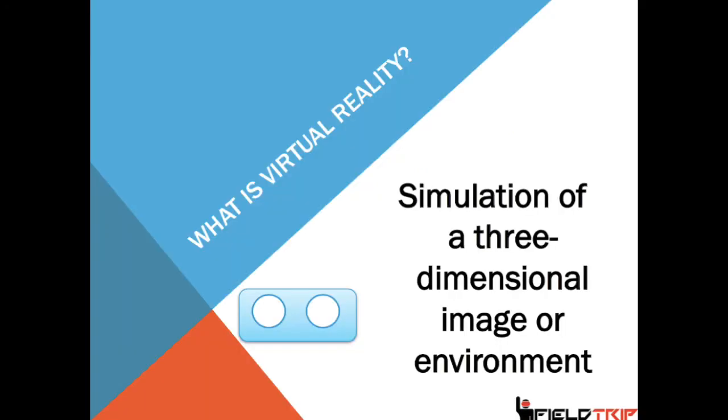Virtual reality is a simulation of a three-dimensional image or environment. When students are wearing the virtual reality headsets, they can look all around them in order to see the image on the screen. Therefore, they can look left, right, up, or down in order to view the scene in 360 degrees, simulating the experience of actually being there.